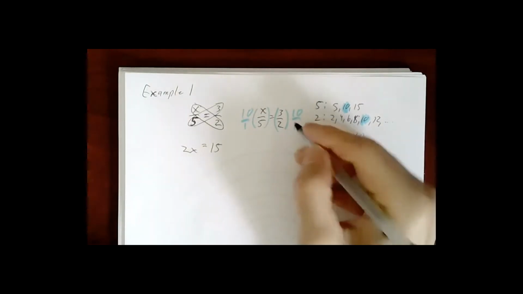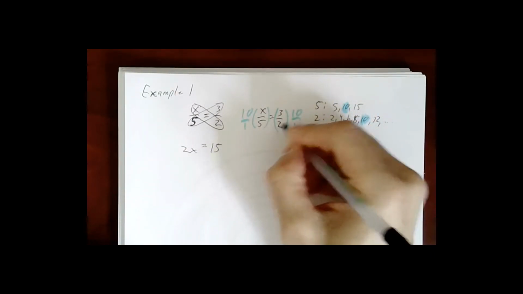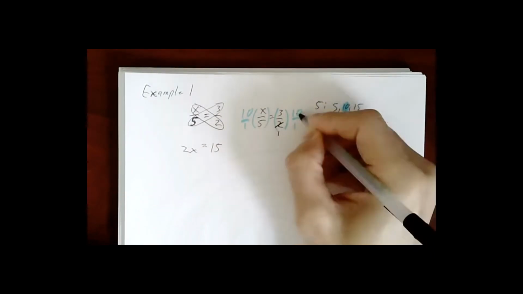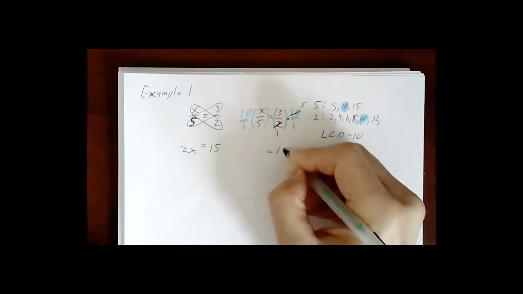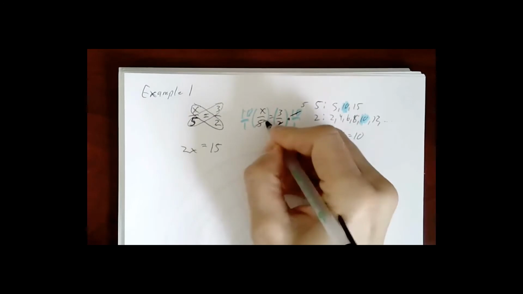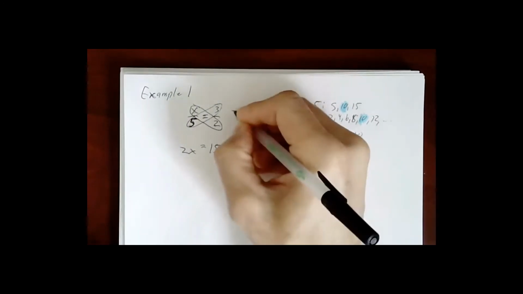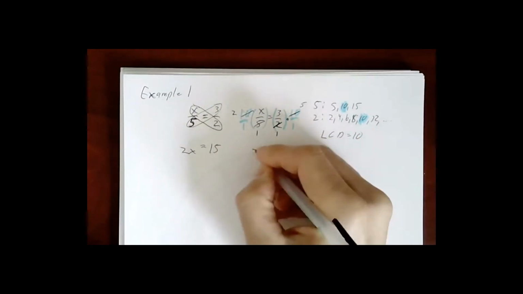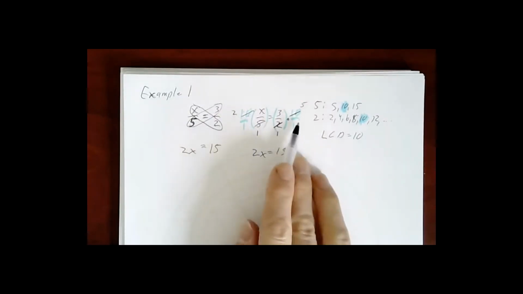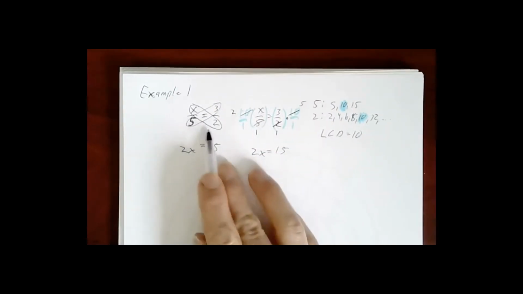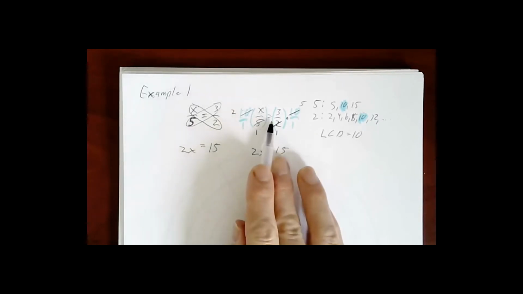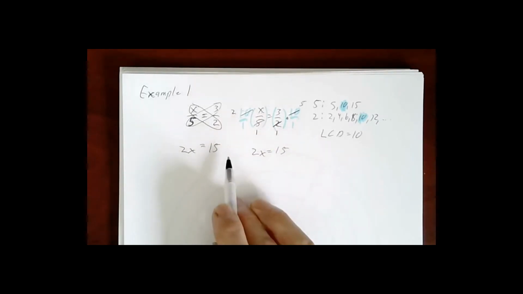You'll note that by doing some cross canceling, the 2 and the 10 cancel out. I'm left with 3 times 5, which is 15. And on my left hand side, this and this cross cancel, I'm left with 1 and a 2. That's 2 times x is 2x. Notice that when I multiply by the LCD, I get the exact same result as cross multiplication. And cross multiplication works because of multiplying by the LCD.